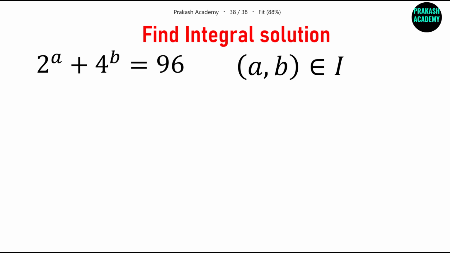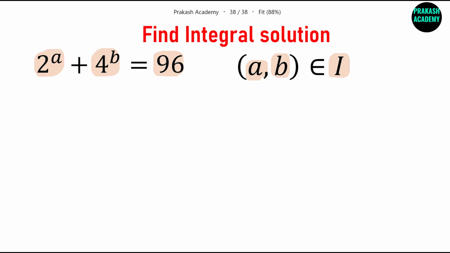So in this problem we have to find integral solutions. The equation is 2 raised to the power a plus 4 raised to the power b is equal to 96, and a and b belong to the integers. Then we have to find the values of a and b. So how will you solve this problem?